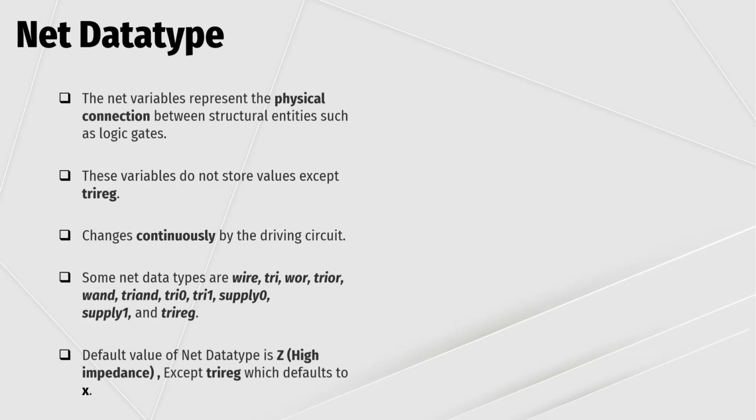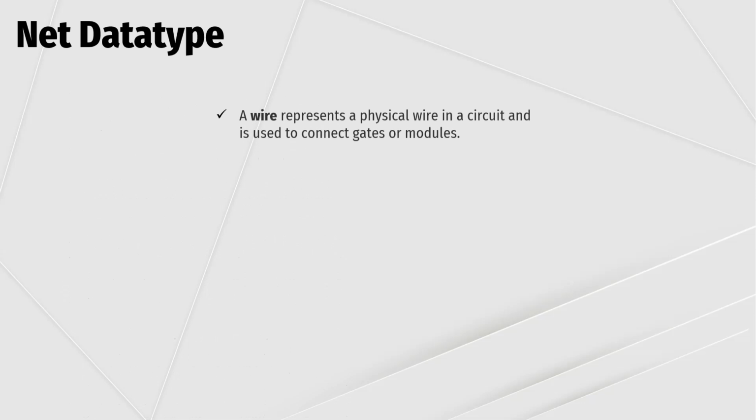The default value of net data types is Z, that is high impedance, except trireg, which defaults to X. A wire represents a physical wire in a circuit and is used to connect gates or modules. The value of a wire can be read but not assigned to in a function or block. A wire does not store its value but must be driven by a continuous assignment statement or by connecting it to the output of a gate or module.